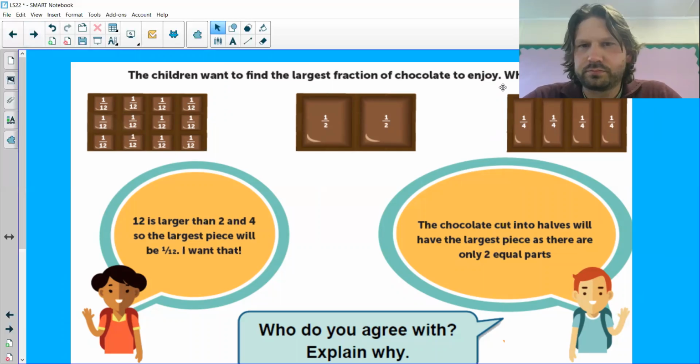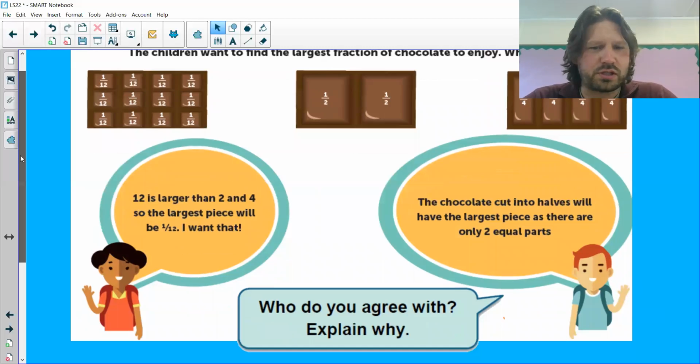Okay, so the children want to find the largest fraction of chocolate to enjoy. Who is correct? So 12 is larger than 2 and 4. The largest piece will be 1/12. I want that one. The chocolate is cut into halves. We'll have the largest piece as there are only 2 equal parts. So the piece of chocolate is the same size. Which part do you want?